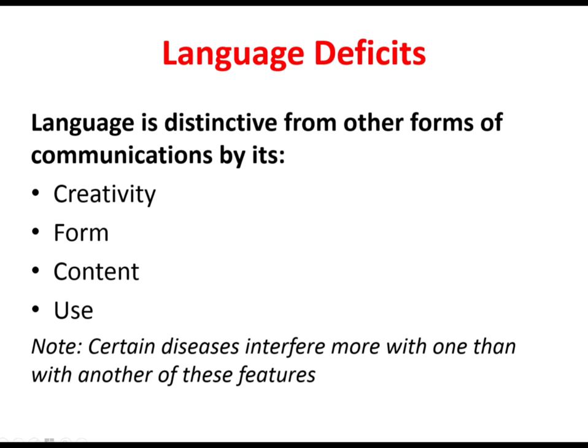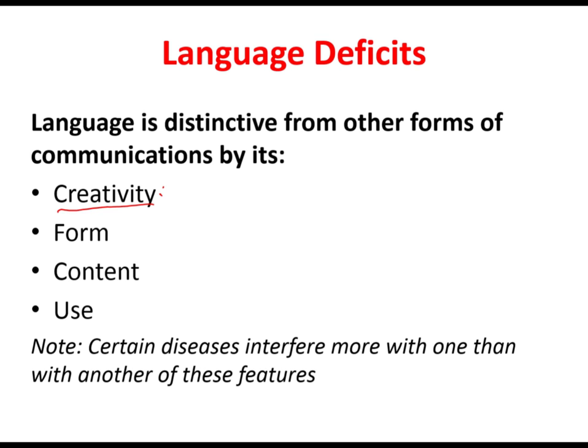Okay, language is distinctive from other forms of communication by 4 facets: its creativity, its form, its content, and its use. First, what do we mean by creativity? Creativity is the fact that with every word we speak, we create new and original sentences. We're always being creative. So if you're, let's say, at the dinner table having a meal with a good friend, you don't rehearse what you're going to say. You're creative as the conversation moves on. It's flowing. You're creating as you're speaking.